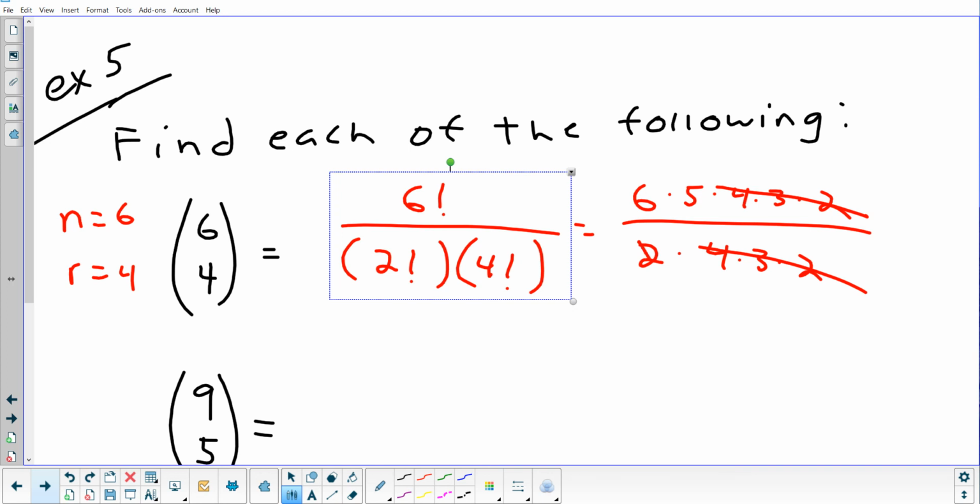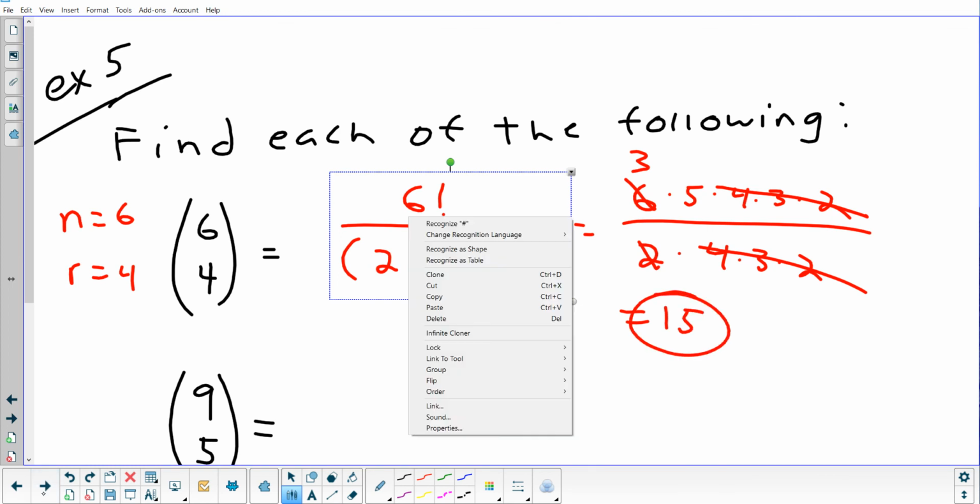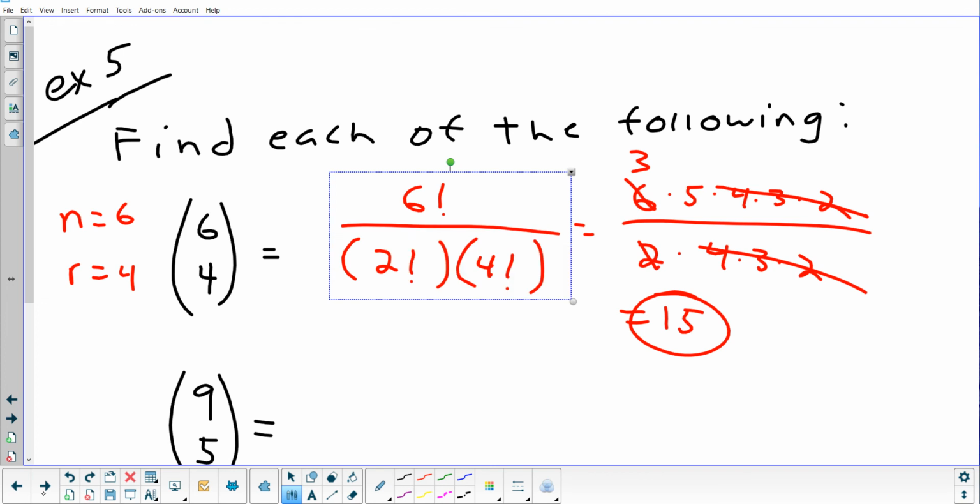Now, the 2 goes into 6 3 times, and what do you get for an answer? 15. So even though 6 factorial is a pretty big number, 700 something, I think, you didn't really have to deal with it because you were able to reduce it first.